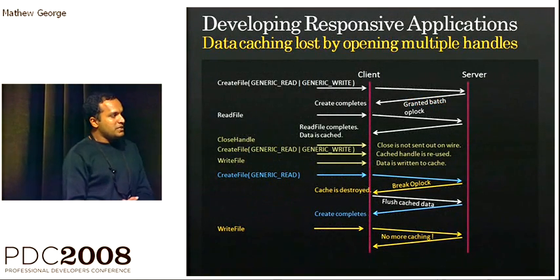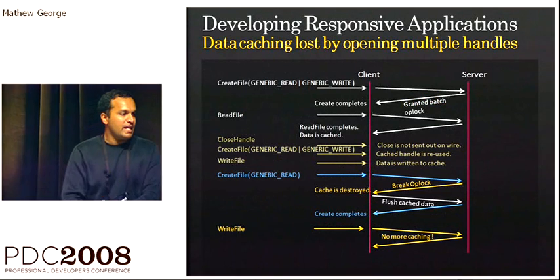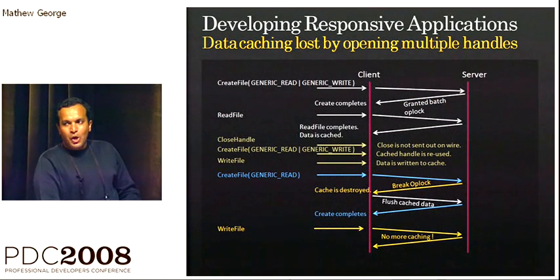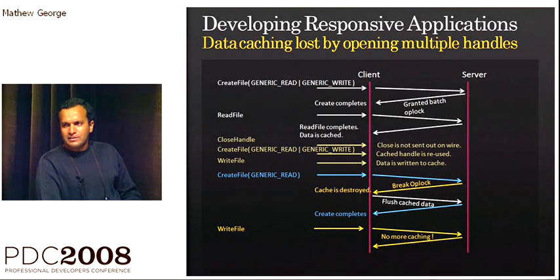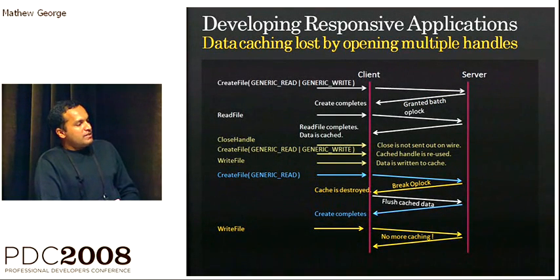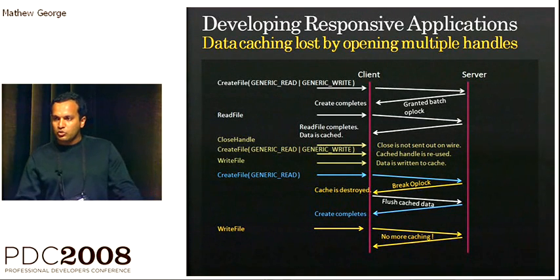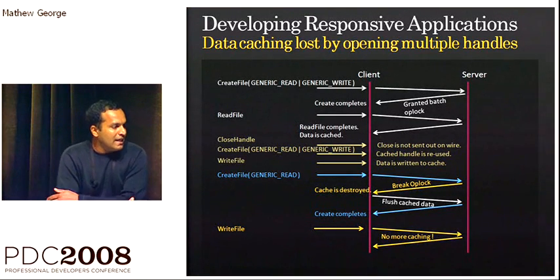This is a quick sequence diagram illustrating how you can lose data caching. And this is not even talking about two different clients. It's the same client. The thing to remember here is that op locks are based on a handle. So the system does not know whether two handles on the server side come from two different clients or the same client.